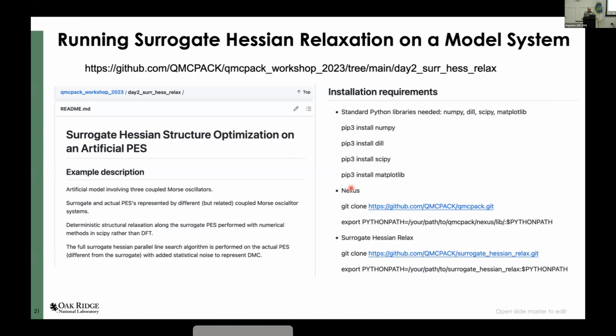So the requirements are pretty simple. You just need NumPy, DIL, SciPy, Matplotlib. You'll need Nexus, so you can git clone and put one Python path there. Same with Surrogate Hessian Relax. You git clone it, add a single Python path, and you'll be up and running.